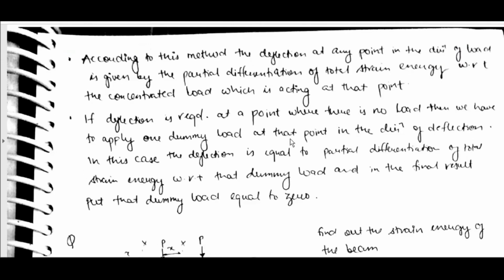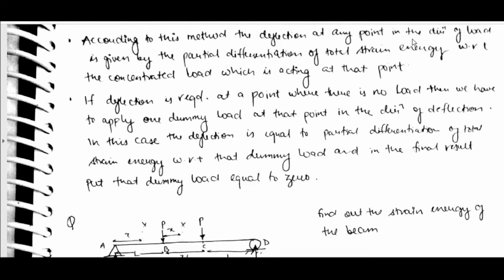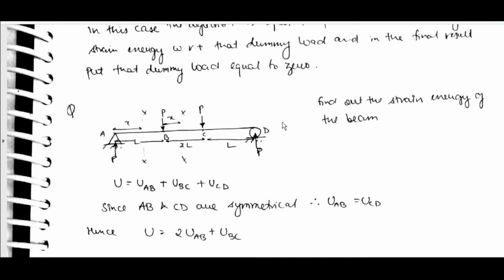According to this method, the deflection at any point in the direction of load is given by partial differentiation of total strain energy with respect to the concentrated load acting at that point. If deflection is required at a point where there is no load, then we have to apply one dummy load at that point in the direction of deflection. In this case, the deflection is equal to partial differentiation of total strain energy with respect to that dummy load, and in the final result put that dummy load equal to 0.